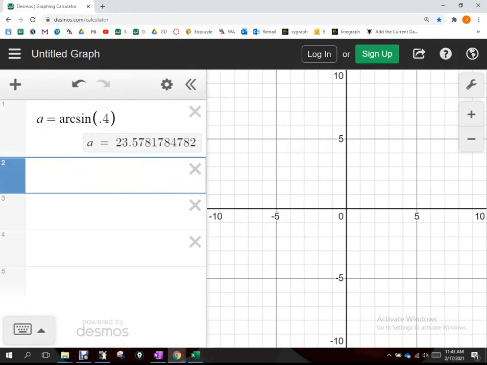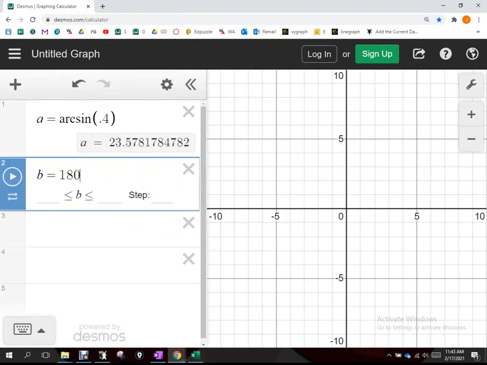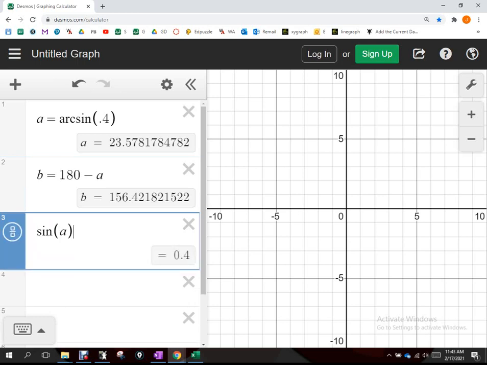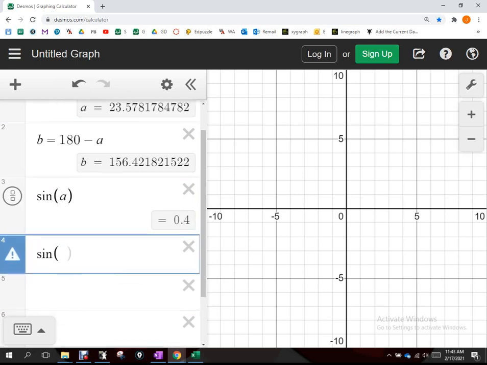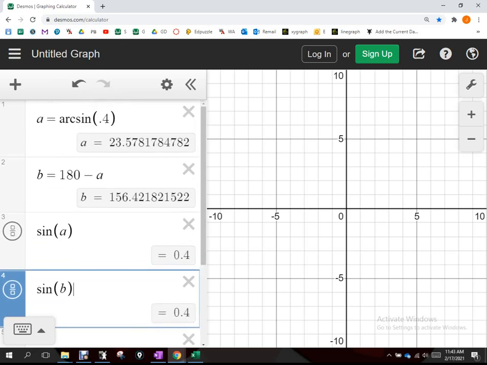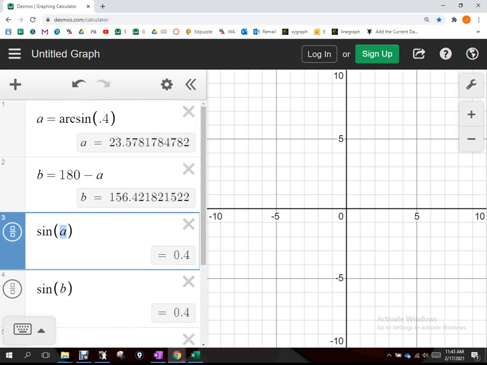okay, so I'm just going to say B is equal to 180 minus 23.578, whatever. So 156-ish, right? So now I should be able to say that the sine of A gave me 0.4, and the sine of B also gives me 0.4. When I type sine of A, it's using the 23 number, right? When I say sine of B, it's using that 156 number. Those are our two answers between 0 and 180. Does that make sense to everybody?